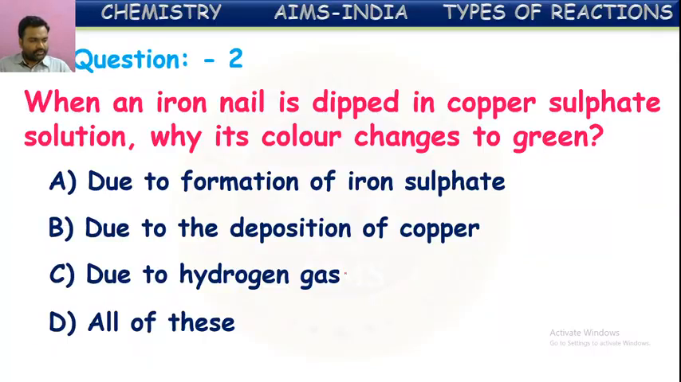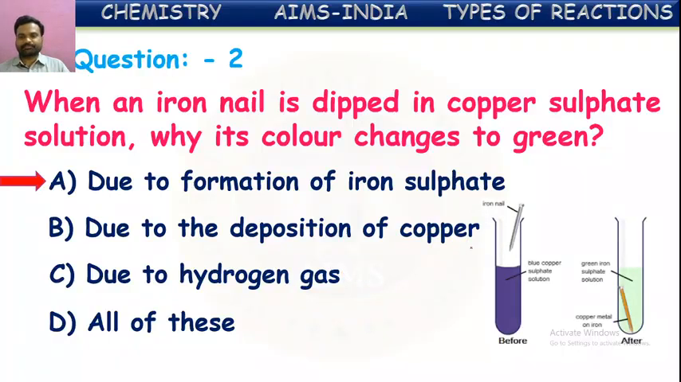Yes, many of you are trying to give the answer. But here, the correct answer is due to the formation of iron sulfate. Yes, because iron sulfate color is green. When blue colored copper sulfate is reacting with an iron nail, iron is more reactive than copper, so iron replaces copper from copper sulfate. Then copper sulfate turns into iron sulfate solution. So this iron sulfate solution is in green color.